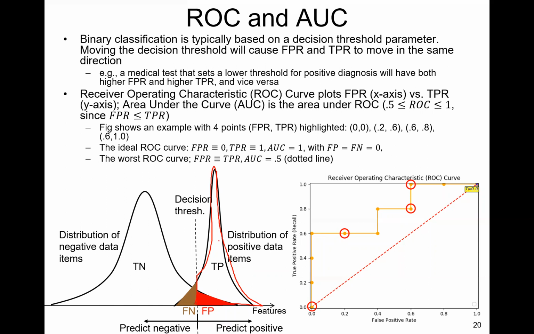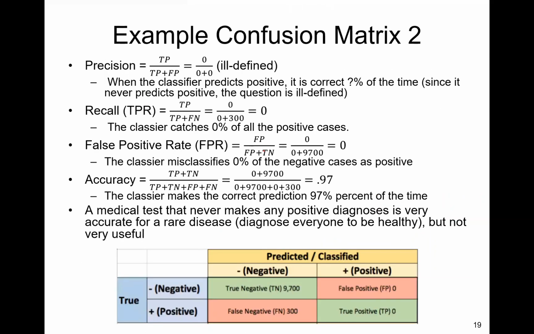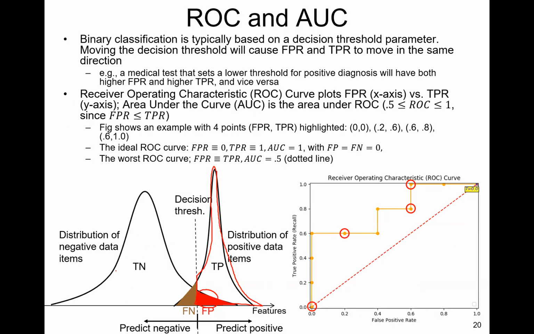So you can imagine moving the decision threshold to the left with a lower threshold. Then the false positive rate, which is this piece divided by false positive plus true negative, the whole thing under the negative curve, is the false positive rate. The true positive rate is this large piece divided by the whole area under the positive curve. So if you move it to the left, you will increase both.